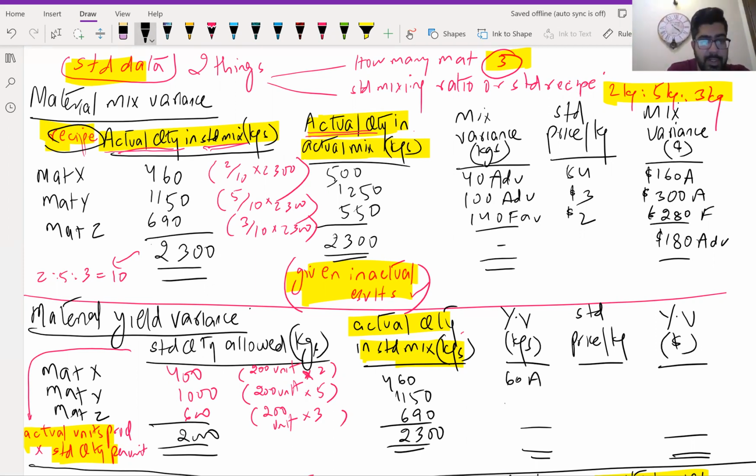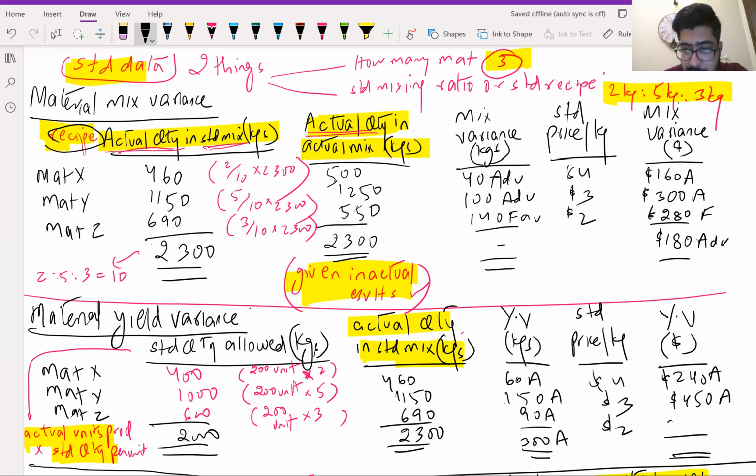So the quantity allowed for X is 400, you input 60 more, adverse. Allowed for Y is 1,000, you input 150 more, adverse. For Z it's 600, actual is 90 more, adverse. Net off is 300 adverse; it doesn't have to be 0. Standard price per kg, monetary value: 240 adverse, 450 adverse, 180 adverse, total $870 adverse.